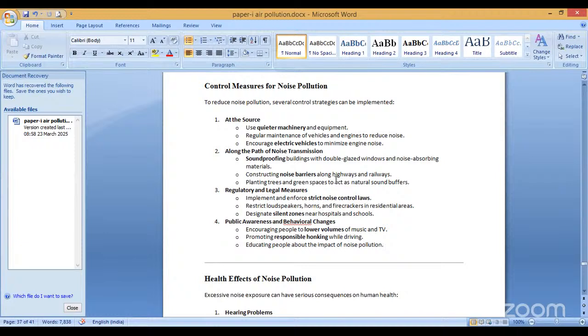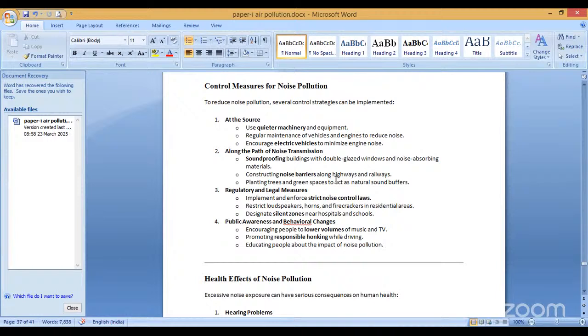sound buffers. The next one is regulatory and legal measures: implement and enforce strict noise control laws, restrict loudspeakers, horns, and firecrackers in residential areas, and designate silent zones near hospitals and schools.